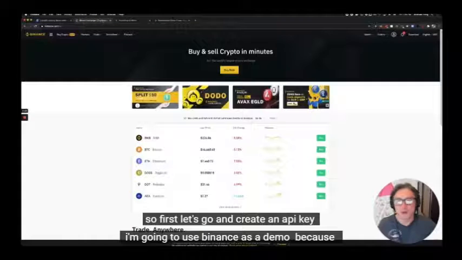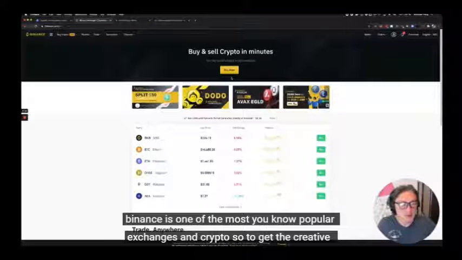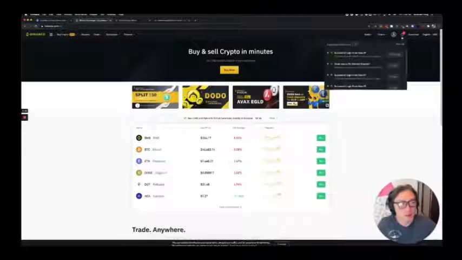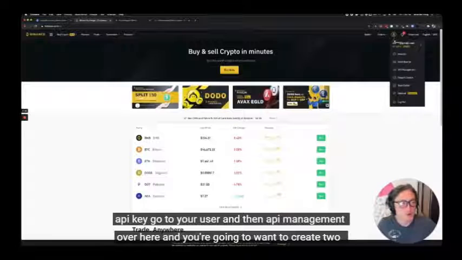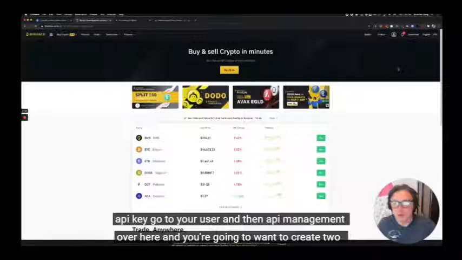So first, let's go and create an API key. I'm going to use Binance as a demo because Binance is one of the most popular exchanges in crypto. To create an API key, go to your user and then API management over here.